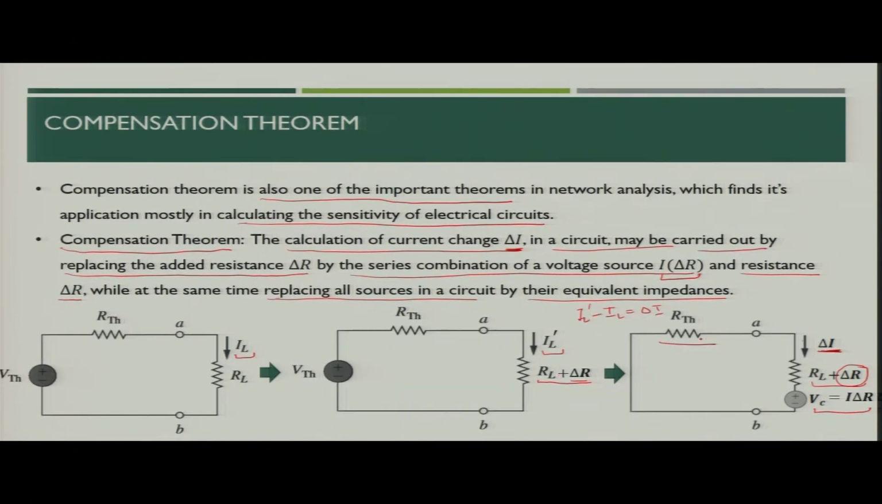So, that is kept in the circuit, and with this arrangement you can easily find out the value of delta I, which is flowing into the circuit because the value of resistance changes from R L to R L plus delta R. So, this is what the compensation theorem says.